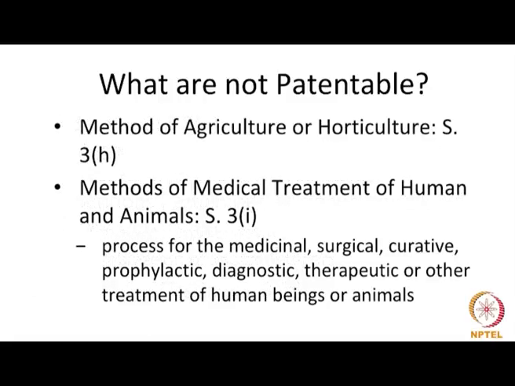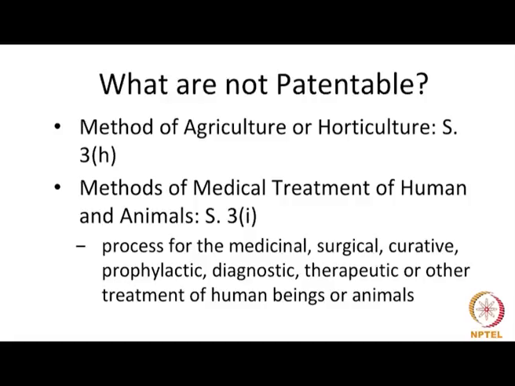3H states that a method of agriculture or horticulture will not be regarded as an invention. So, what is protected here is that a method or a process of agriculture or horticulture will not be regarded as an invention under the Act.